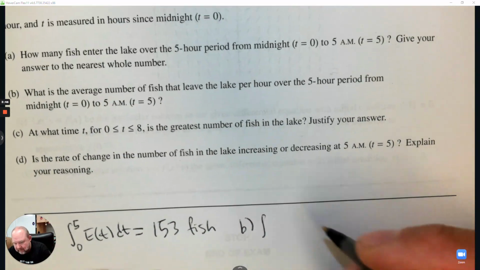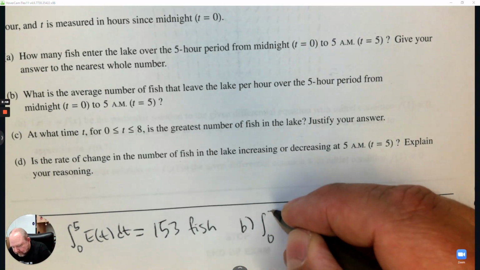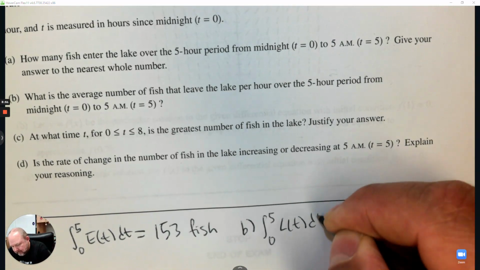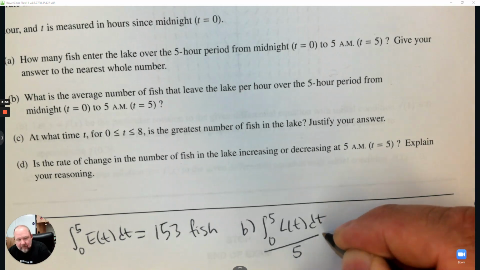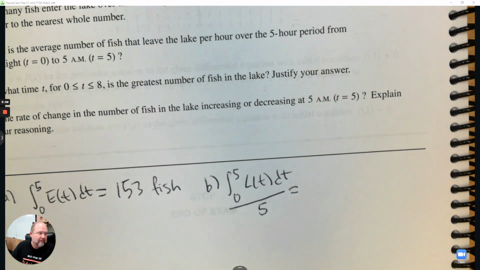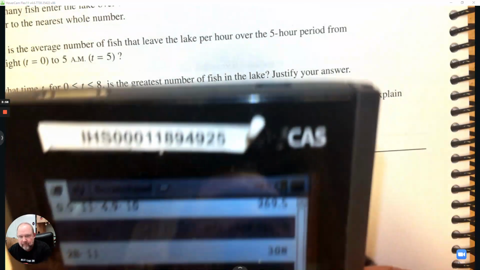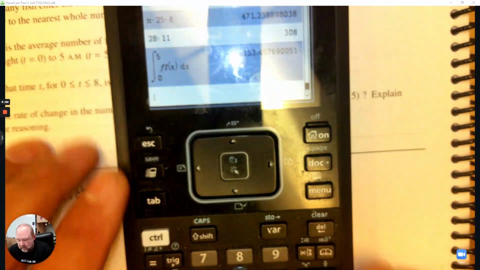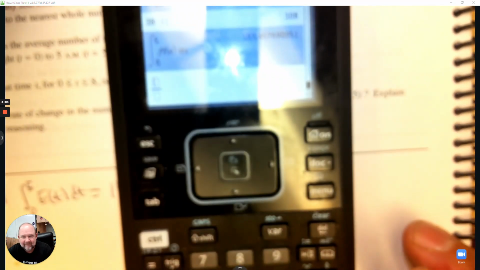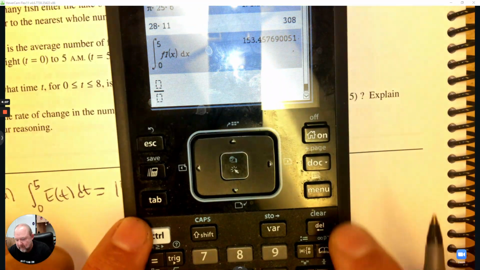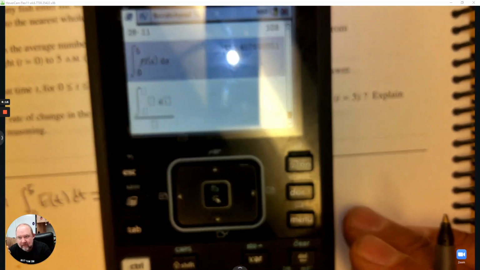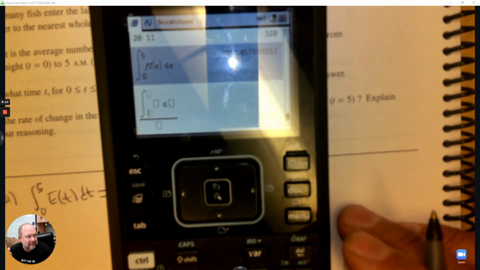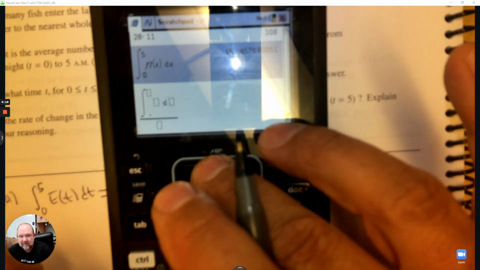So the one leaving is defined as L, and then I divide by the difference of the bounds. That's what I'm going to type in. So I'm going to go Control Divide, clear up. There it is. I'm going to go Menu, Calculus, Integrate. That should feel common. Again, it's going from 0 to 5. Oops.